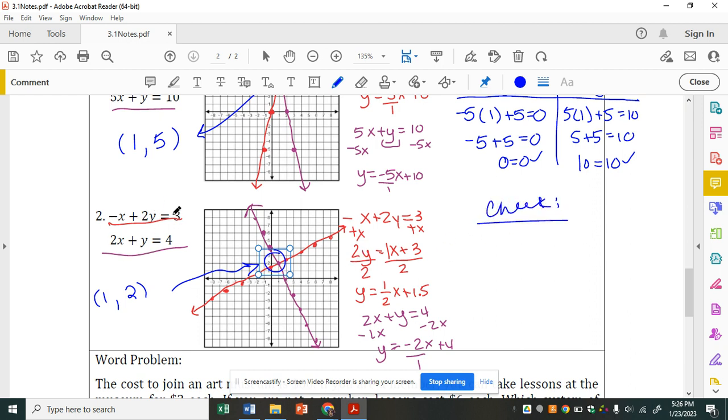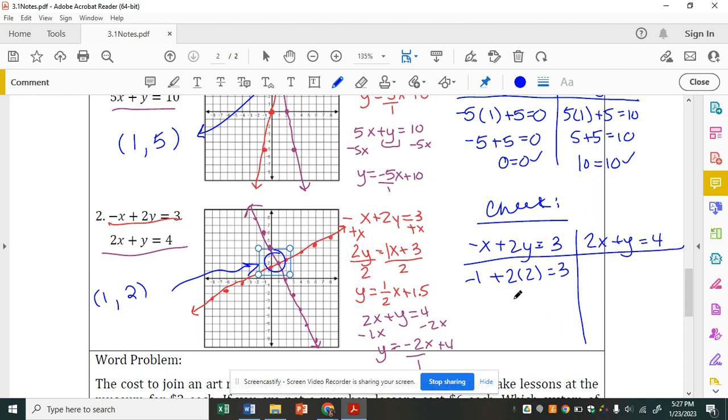So I'm taking the original equation. Every time I've taken the original equation, not the new version that I solved for to graph. Right, I'm always checking it back into the original. So I have a negative here. I'm going to plug in 1 for x. I'm going to plug in 2 for y, and I'm hoping that this will get me 3. So negative 1 plus 2 times 2 is 4. Negative 1 plus 4 will end up giving me 3. So it works in my first equation.